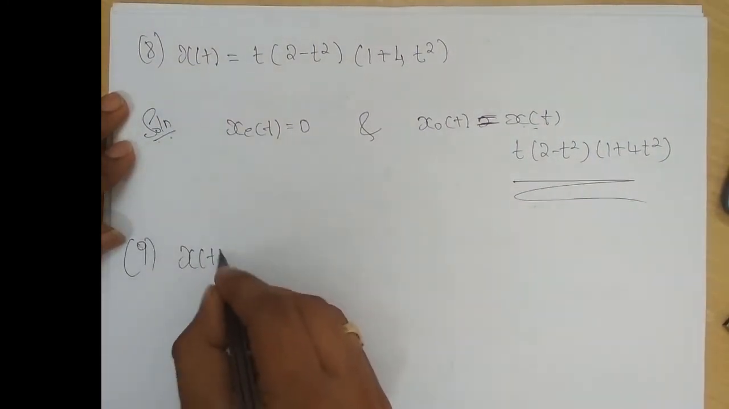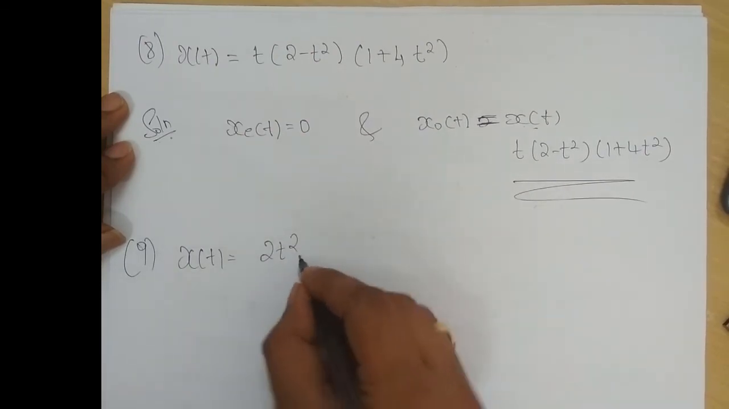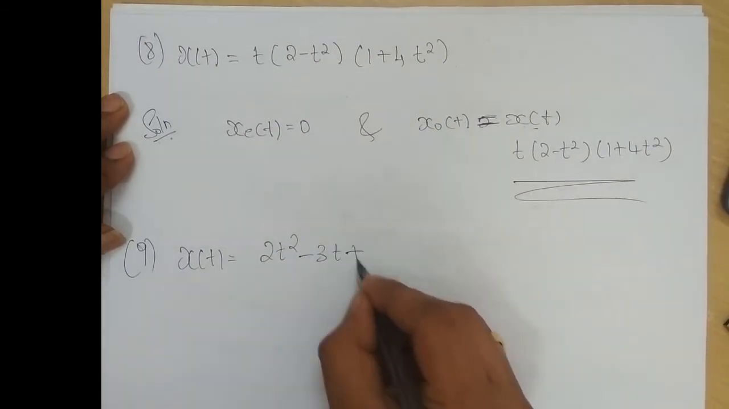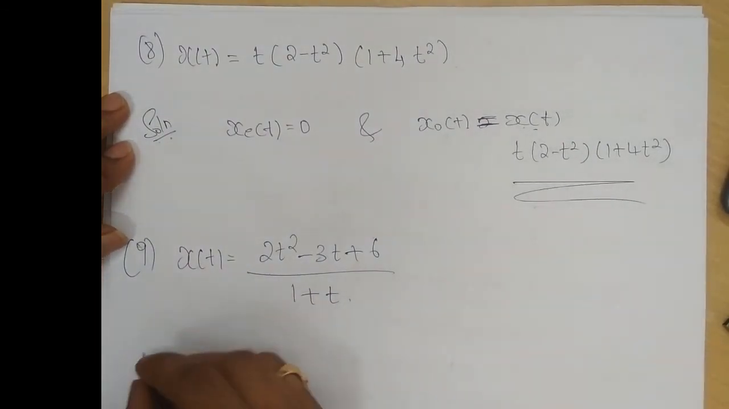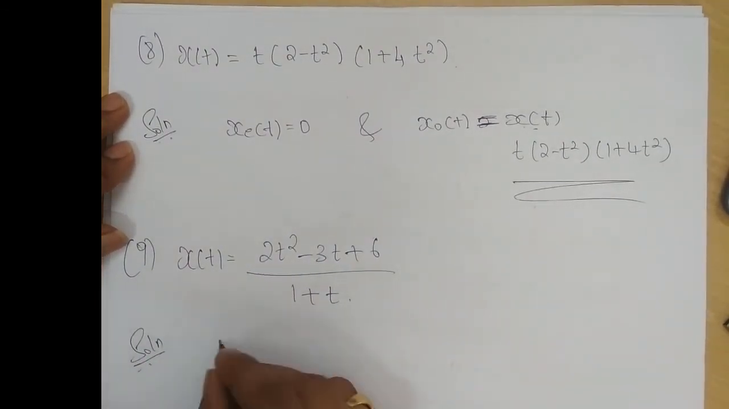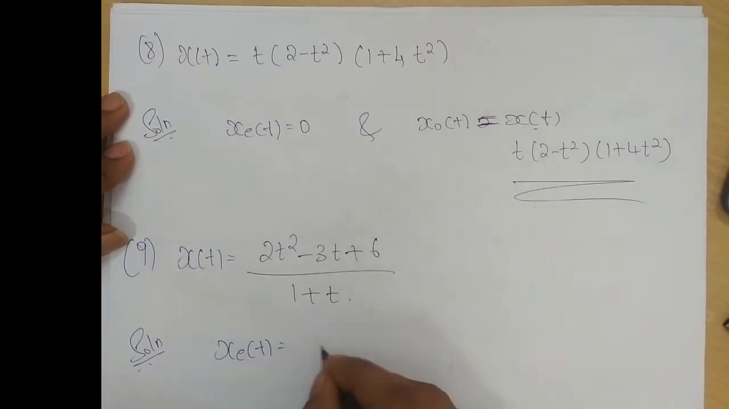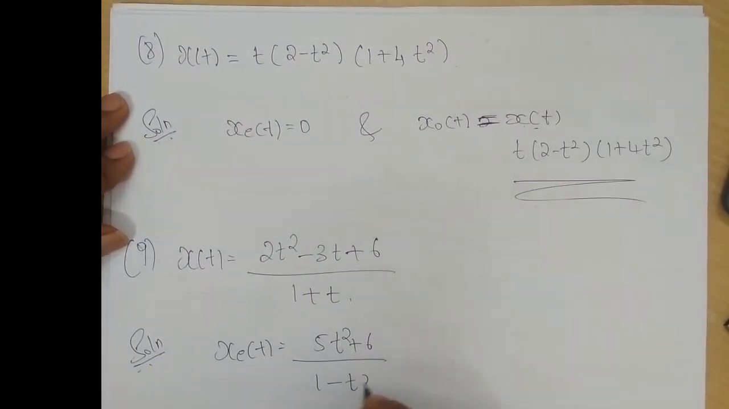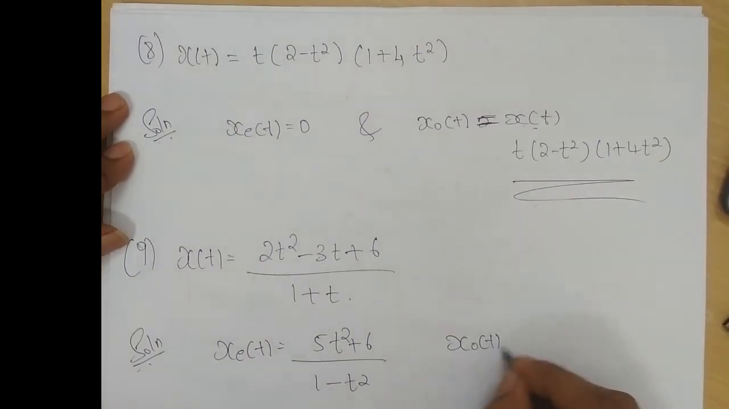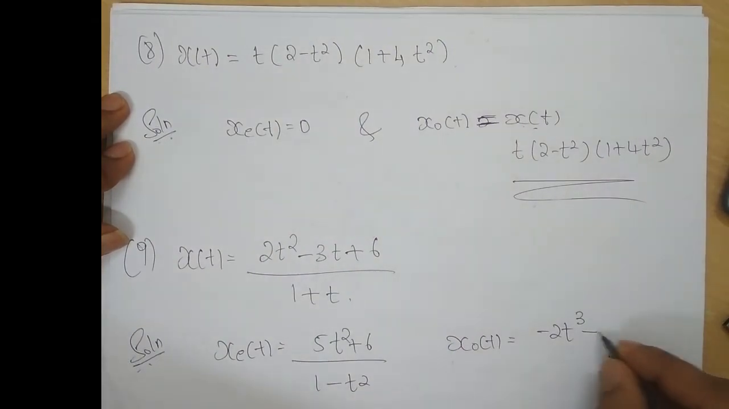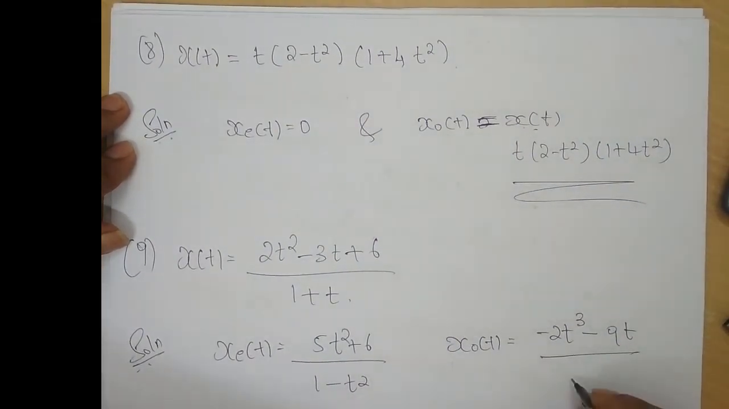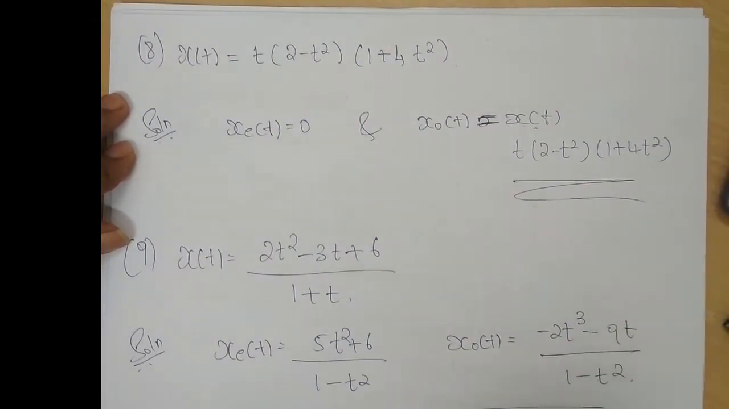x of t is equal to 2t square minus 3t plus 6 divided by 1 plus t. This is our signal. I need to find its even and odd component. So its even component x e of t is given by 5t square plus 6 divided by 1 minus t square, and odd component is given by minus 2t cube minus 9t whole divided by 1 minus t square. This is the odd component.